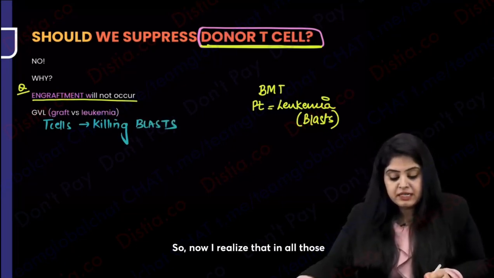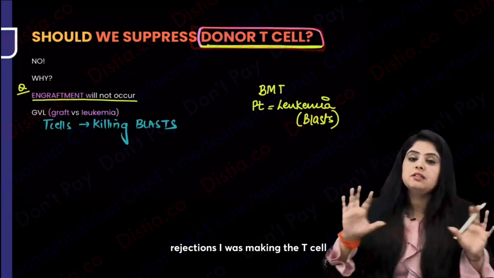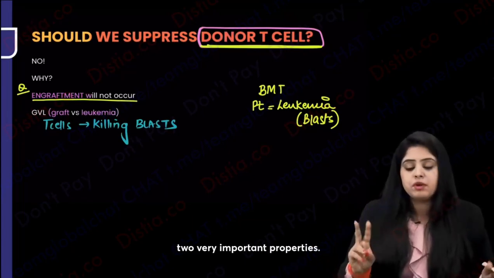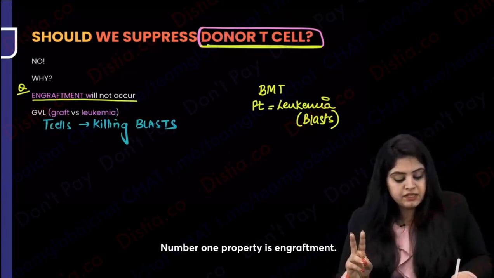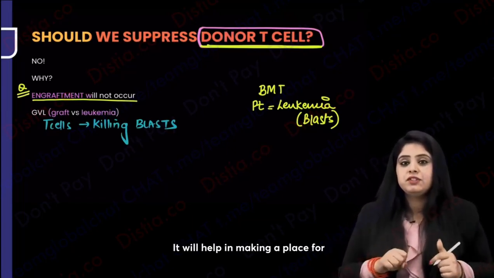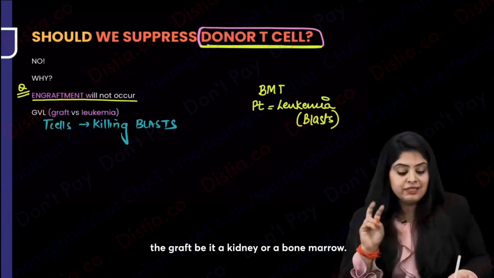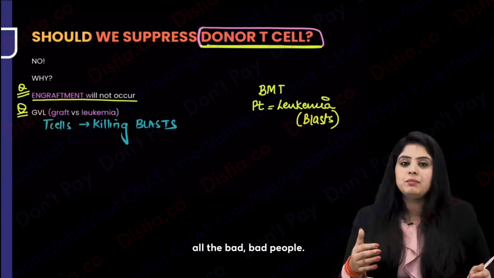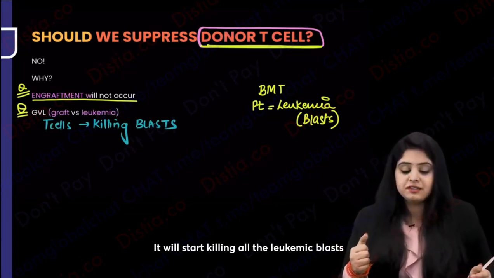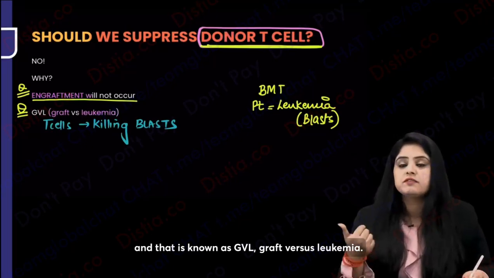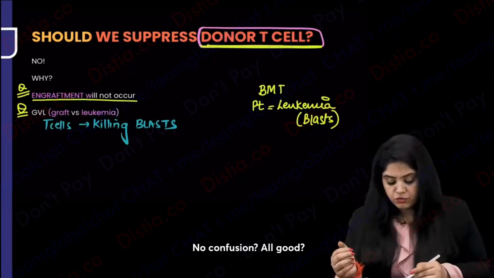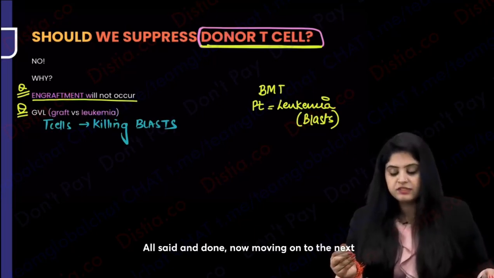So now I realize that in all those rejections, I was making the T cell a big villain. But now I realize this T cell has two very important properties. Number one property is engraftment. It will help in making a place for the graft, be it a kidney or a bone marrow. Second is, it will actually fight. It will come and it will start killing all the bad people. It will start killing all the leukemic blasts, and that is known as GVL, graft versus leukemia. I hope everyone's okay with this. No confusion. All good. All said and done.